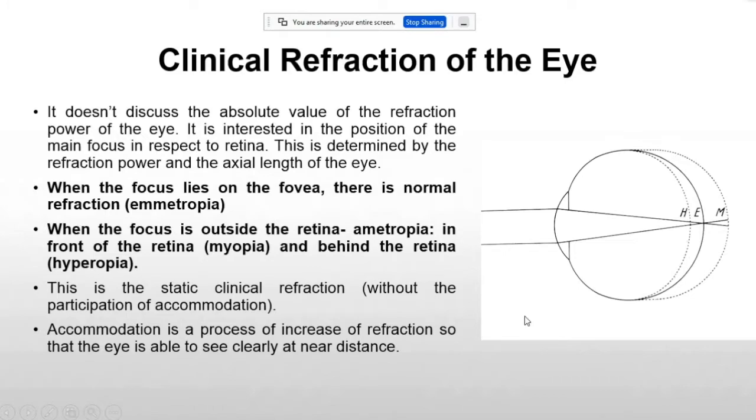So that is static clinical refraction without the participation of accommodation. And accommodation, as we mentioned, is a process to increase refraction so that the eye is able to see clearly at near distance.